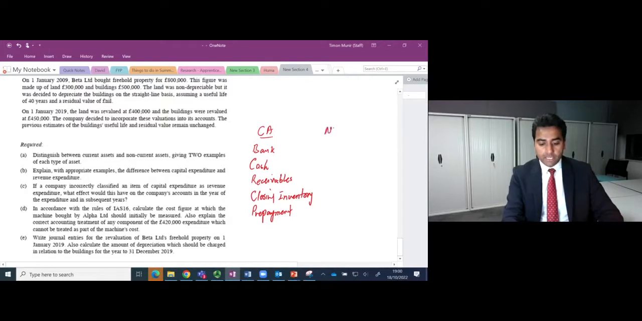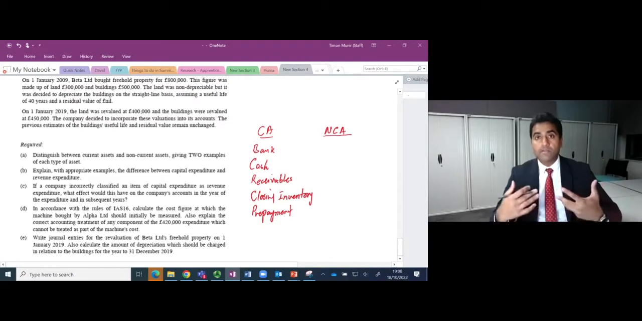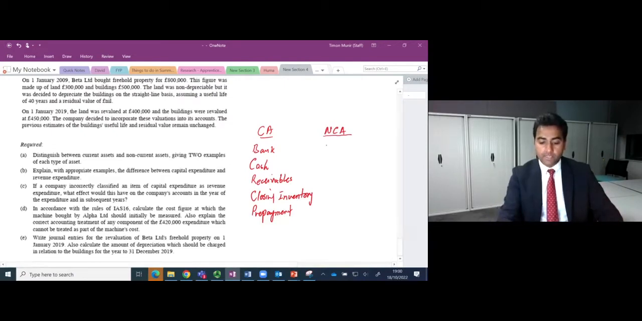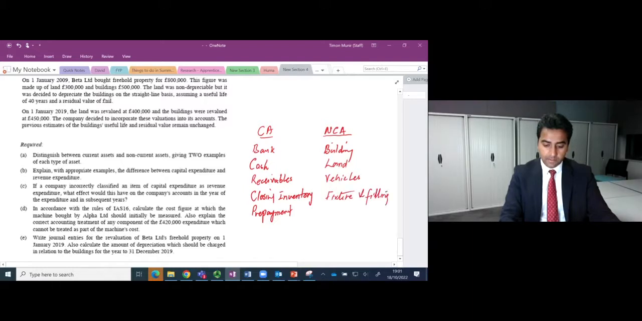Talking about non-current assets, these are those assets whose life is more than 12 months, and they will be in our business for more than 12 months time. For example, building, land, vehicles, fixture and fittings. It also includes patents and trademarks.